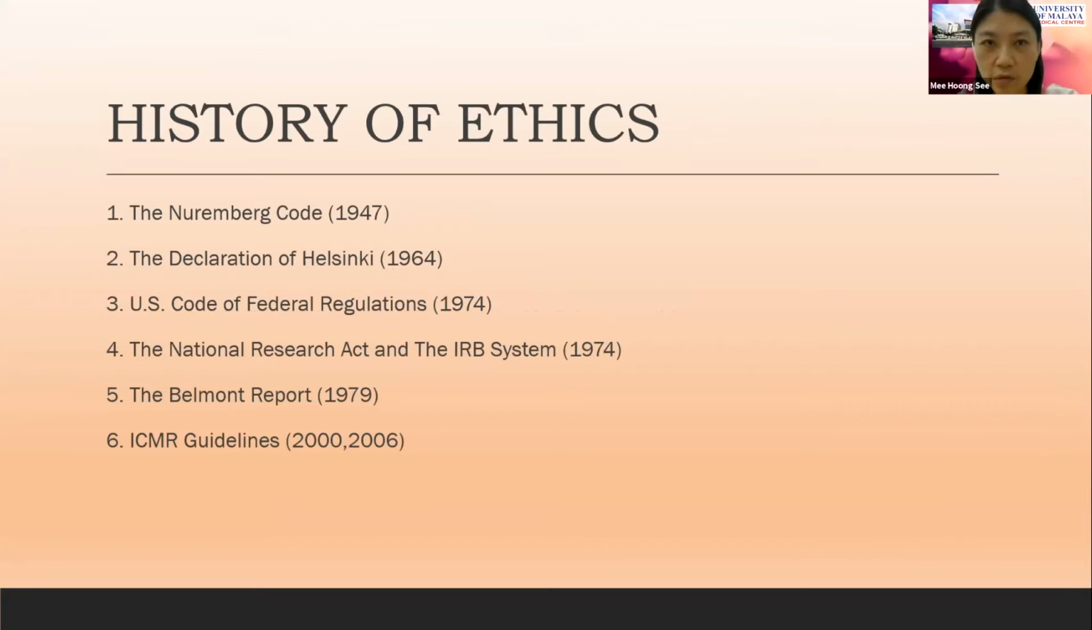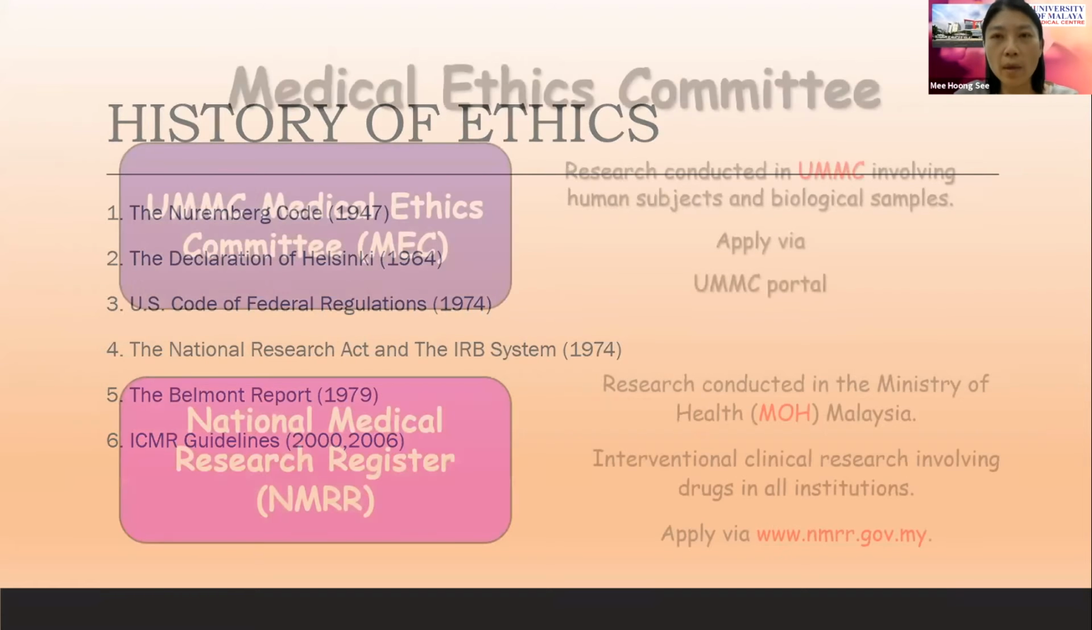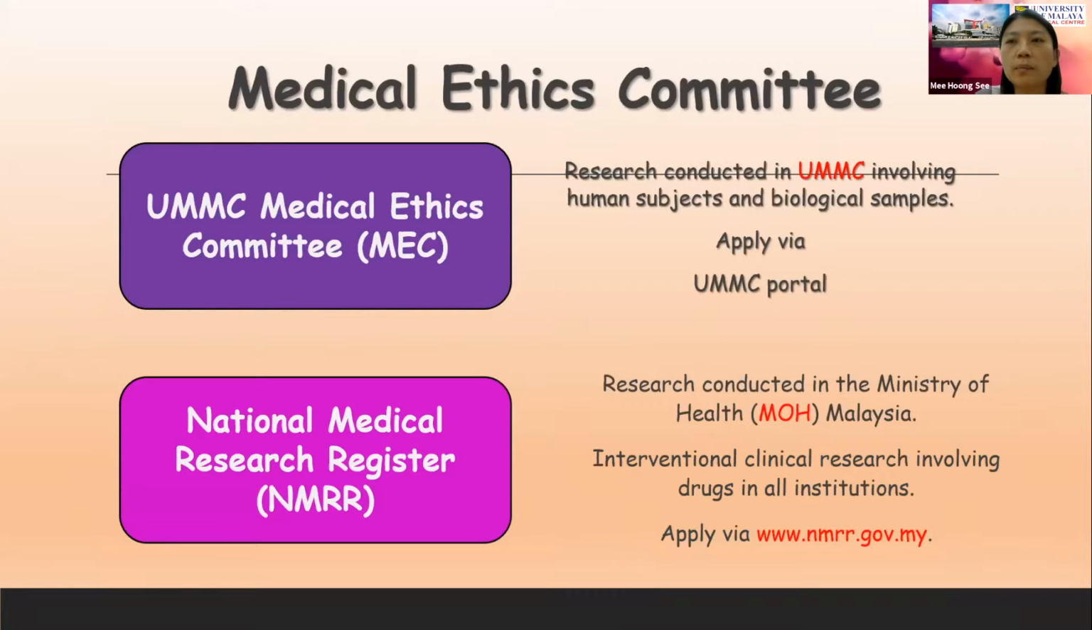So this is the history from the very start, 1947 with the Nuremberg Code, until now. The rules and guidelines have slowly evolved after a lot of cases and incidents that happened, and how people treat the subjects during their research. So in UMMC, all our students that are going to do research need to follow this guideline.